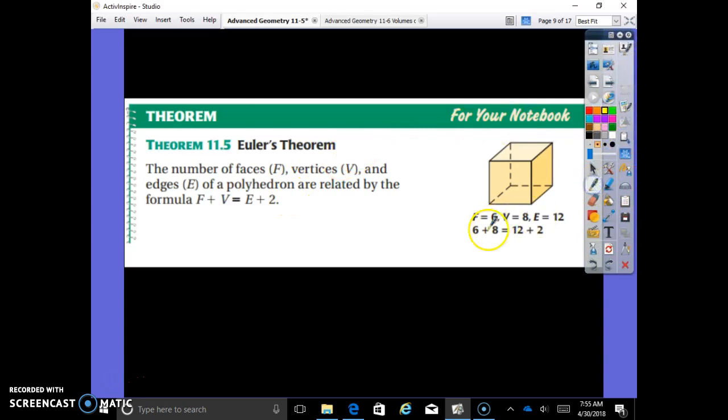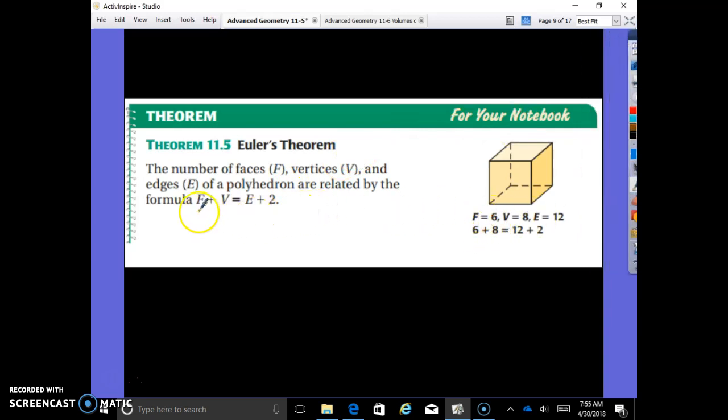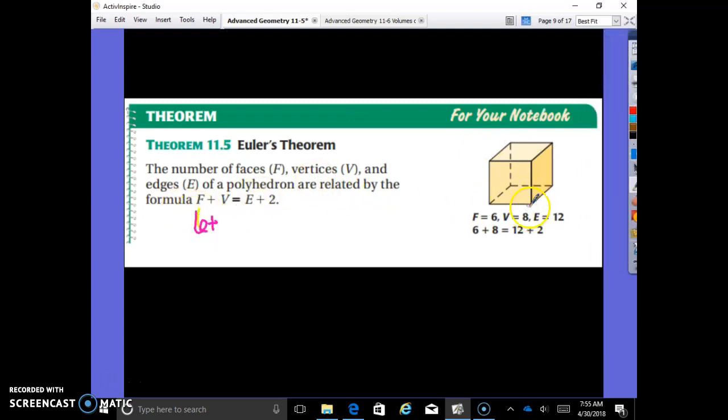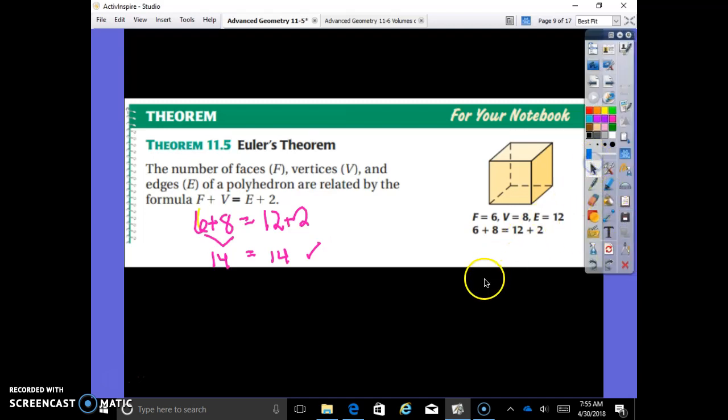So if we were going to plug this in to see what happens, faces plus vertices equals edges plus 2. Does this work? 14 equals 14. It does. So this is a nice little way that you can check and make sure you didn't make any silly mistakes. Your faces plus vertices has to equal your edges plus 2, or you mess something up.